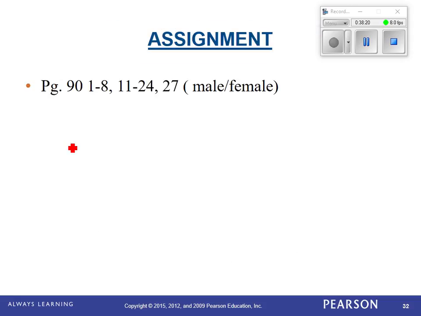The assignments on page 90, 1 through 8, 11 through 24, and 27. When you read the problem, separate male and female. Hopefully, once you read the problem, that'll sort of explain itself.